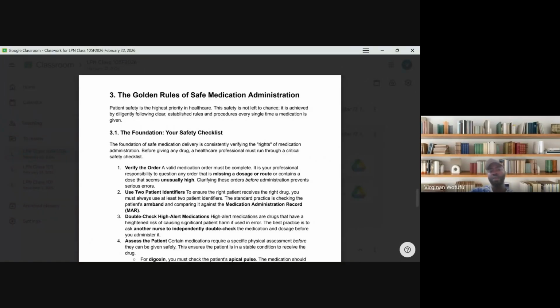Third, you double check high alert medications. With high alert medications, you double check them with another staff member, like a nurse. You ask them to check independently as well. If everything matches, the order, the patient and the dose, you then proceed to administration.